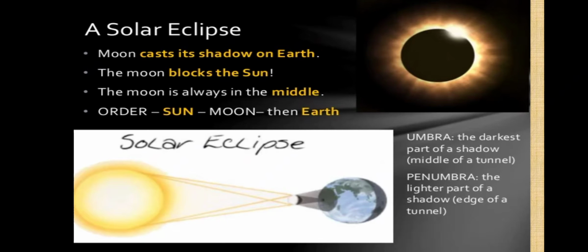Good morning, class. In the previous lesson, we learned about solar eclipse. The moon casts a shadow on Earth. The moon blocks the sun. The moon is always in the middle. The order: the sun, moon, and the earth.